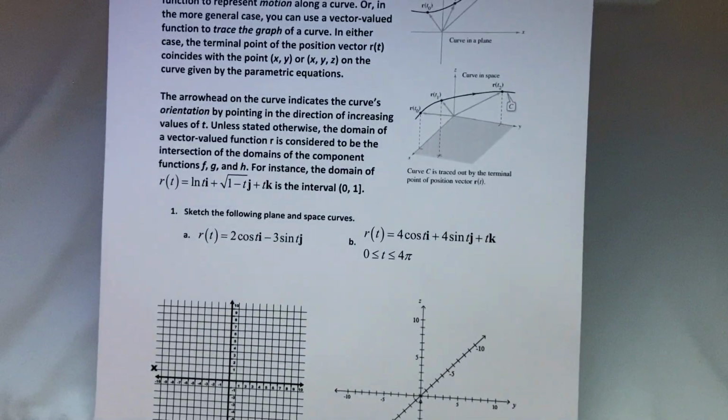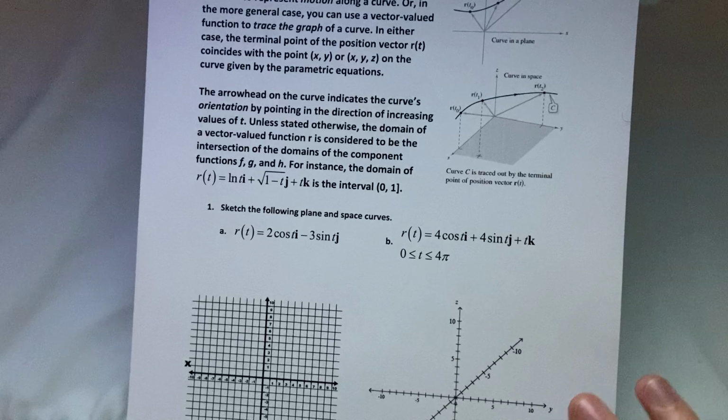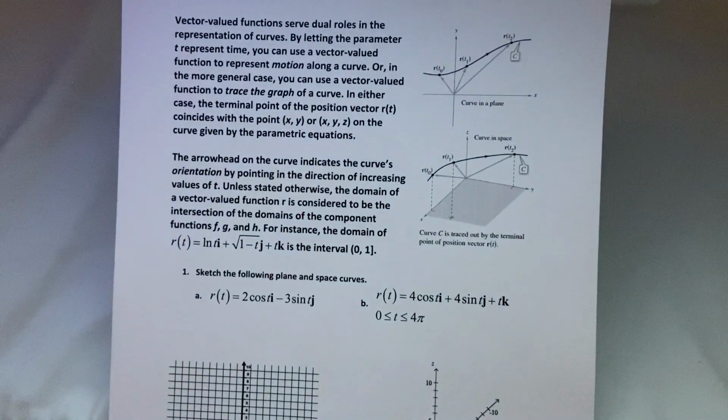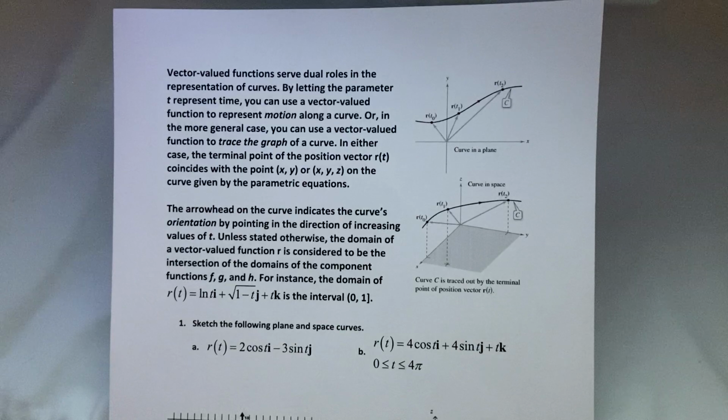So what is the purpose of a vector valued function? There's a few purposes. It lets the parameter t represent time and represent motion along a curve. Why is that helpful? Well, having a shape is nice, but knowing how the shape is traveling and the speed at which it's traveling can be useful.